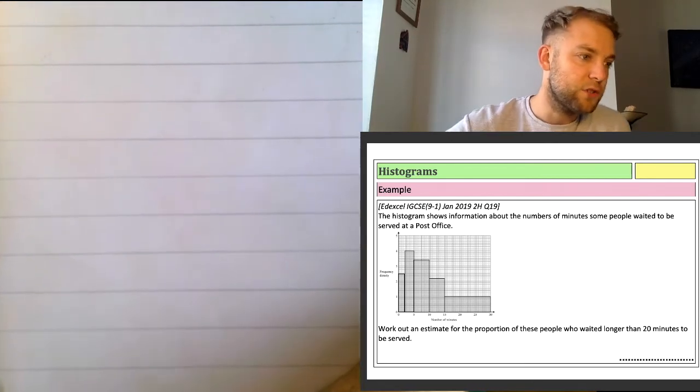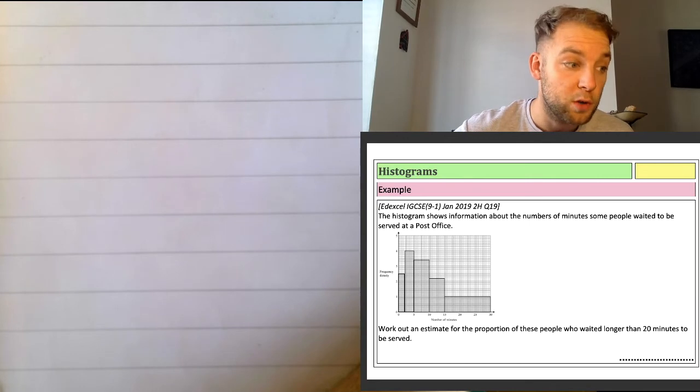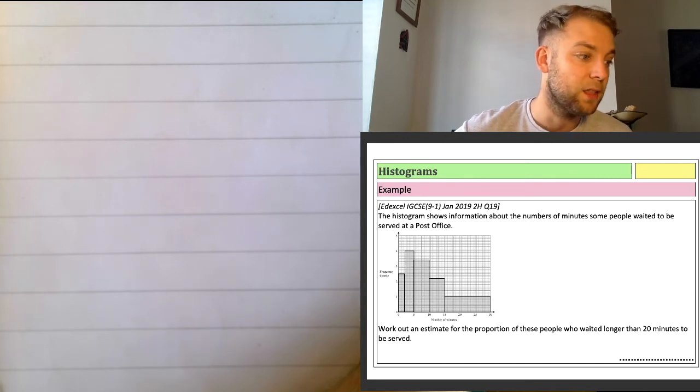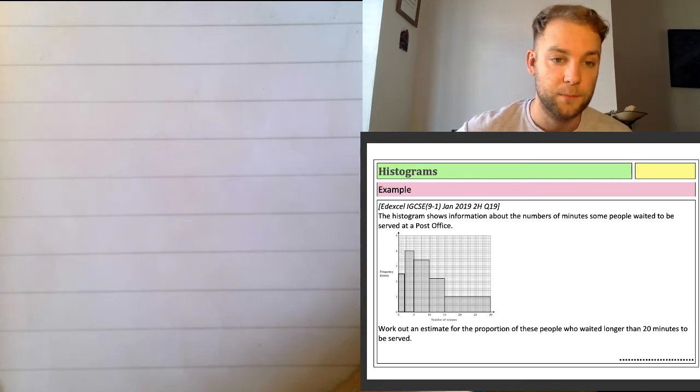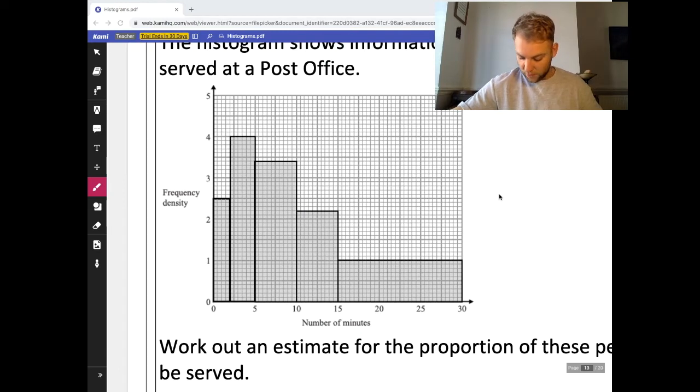So, a histogram shows the information about the number of minutes some people waited to be served at a post office. Work out an estimate for the proportion of people who waited longer than 20 minutes to be served. So I've zoomed in on this again. Now, it's asking for the proportion of people who will be served. The first thing we've got to do with this, again, is to work out the total amount of people, okay? So, if we look at this, the total amount of people, we're going to have to work out the area of each of these, aren't we?